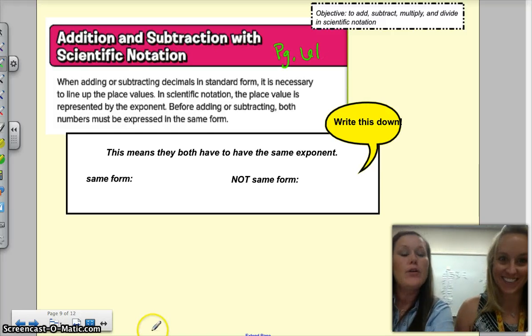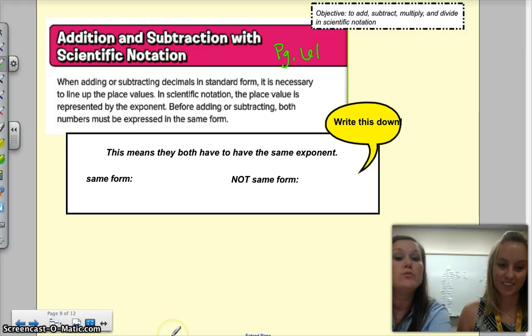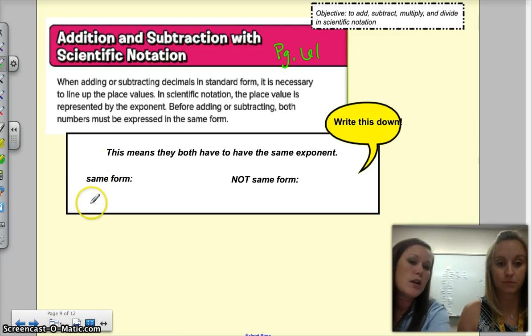Okay, so when we're adding and subtracting in scientific notation, they have to have the same exponent. The number next to the 10 has to be the same number. You'll hear us reference the same form, and what we mean by that is the exponent number.